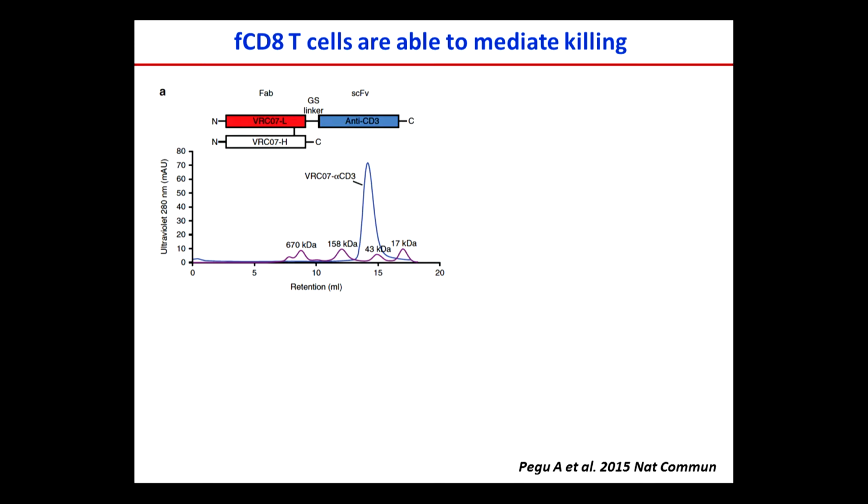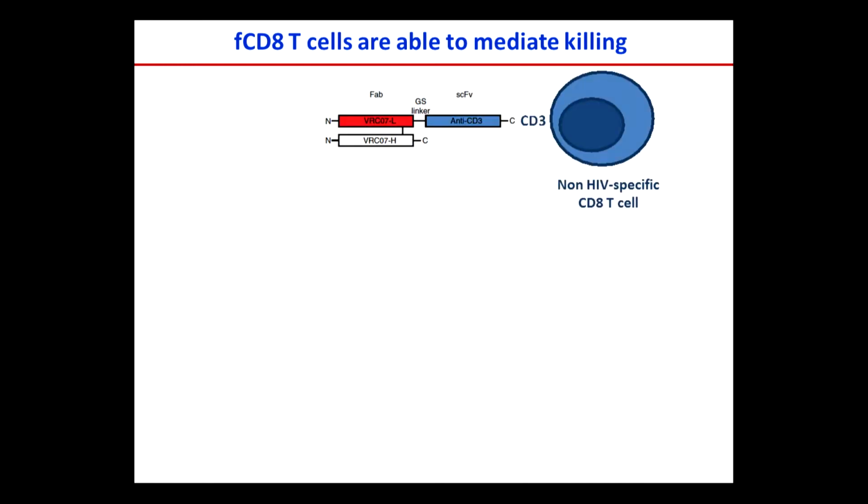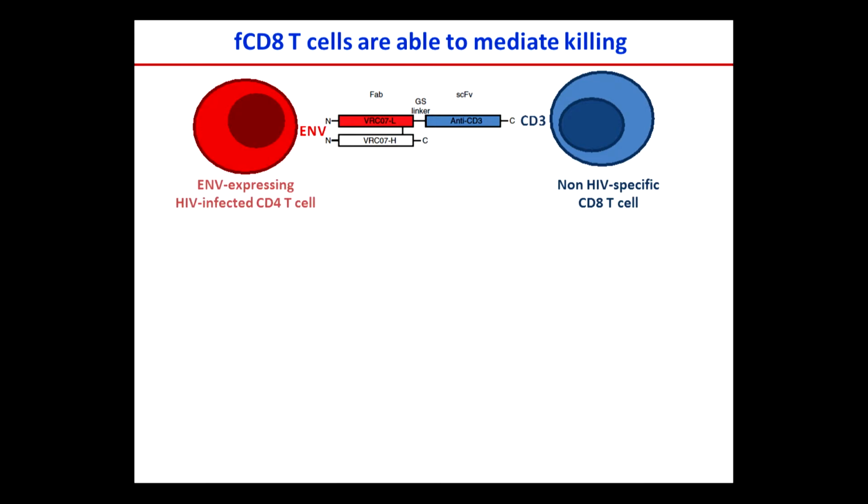What a bispecific antibody like this does is the anti-CD3 portion will bind to CD3 on any CD8 T cell and activate that T cell. Then the other half will recognize envelope on the surface of an HIV-expressing cell, and this will bring these two cells together. You'll get redirected killing, and you'll be able to say that this cell has real cytolytic potential.